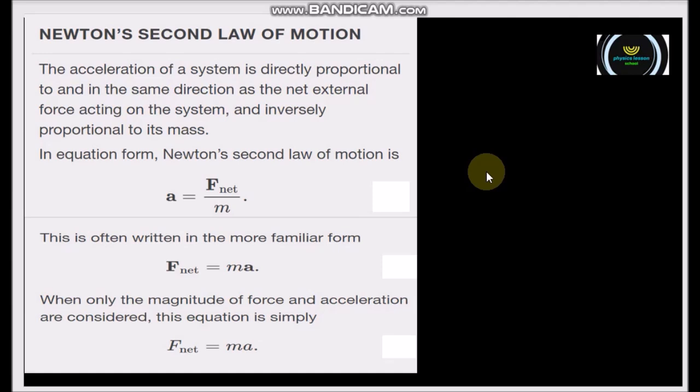Physics lesson. Today we will see Newton's second law of motion and Newton's third law of motion. Let's see Newton's second law of motion. Newton's second law states that the acceleration of a system is directly proportional to, and in the same direction as, the net external force acting on the system, and inversely proportional to its mass.